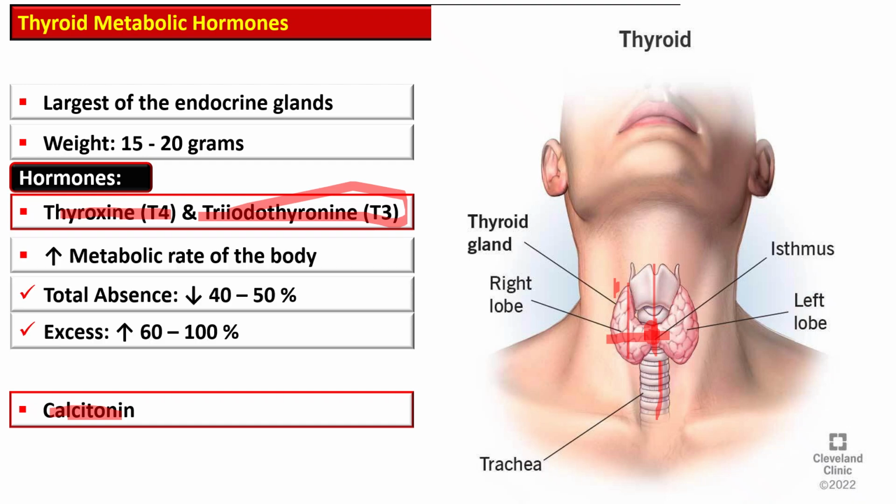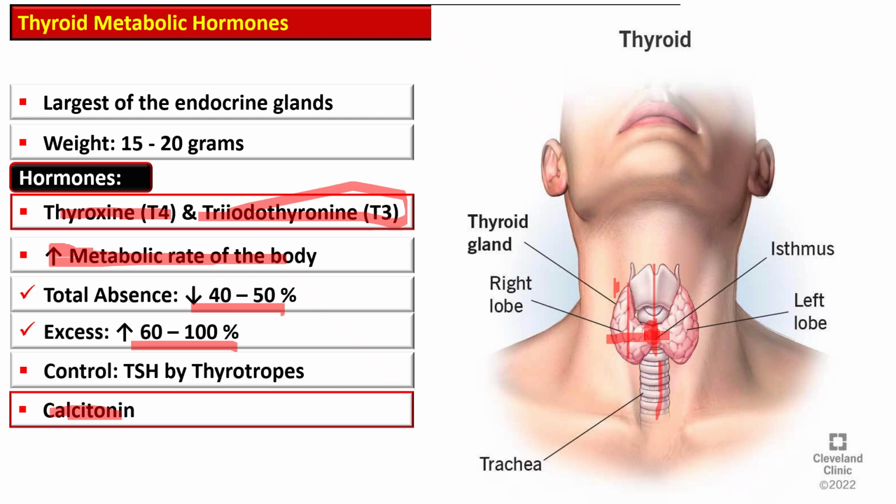The T3 and T4 are responsible for the metabolic rate of the body. They increase the basal metabolic rate, and the absence of both of these hormones will decrease the metabolic rate by about 40 to 50%, while their excess may lead to an increase of the basal metabolic rate, or BMR, up to 60 to 100%.